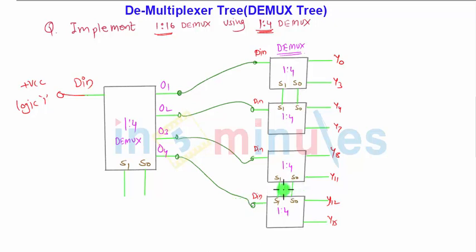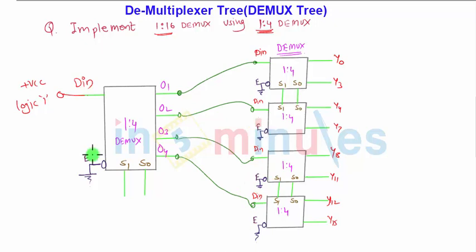Here I have 2 select lines and 2 select lines. So with the help of 2 and 2, 4 select lines, I can easily implement 1:16 demux. Before that, all the enable pins are connected to ground, that is nothing but logic low. So these are the enable pins connected to ground. You can name them E. So all the ICs are activated.